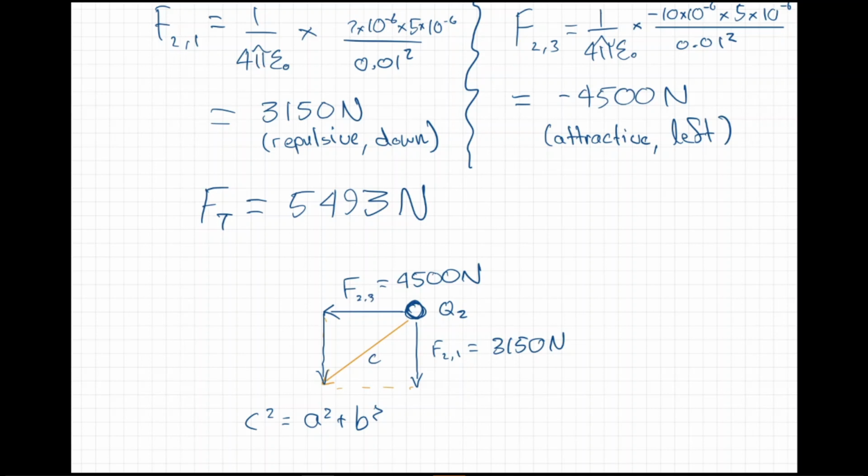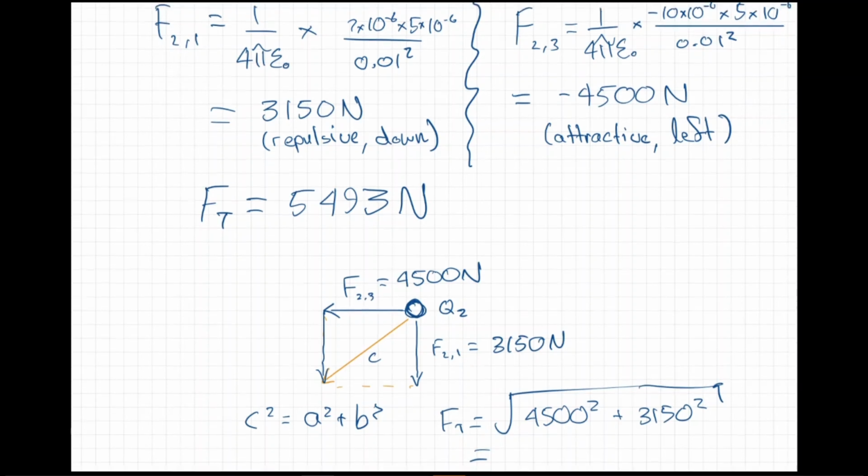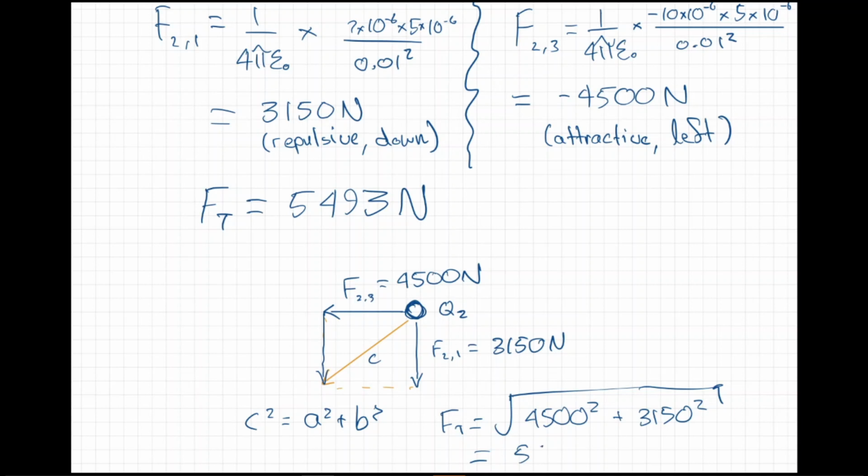C squared equals a squared plus b squared. So C, which is of course our total force, equals the square root of 4,500 squared plus 3,150 squared. Is that what you had, Max? And correct answer, confident? 5,493.